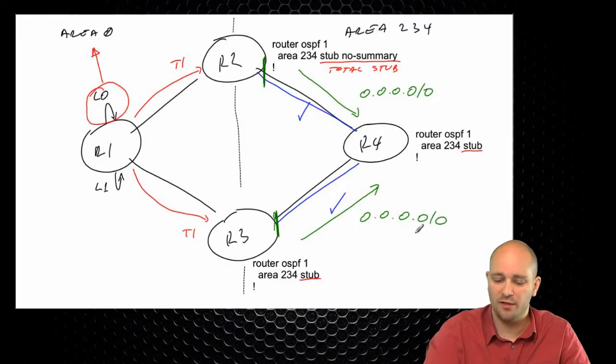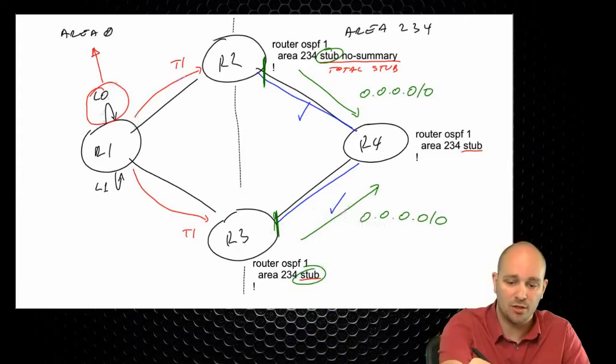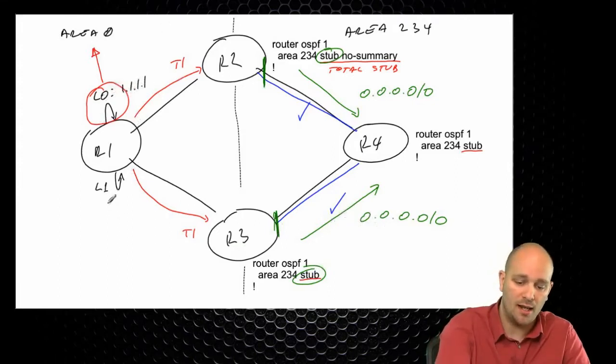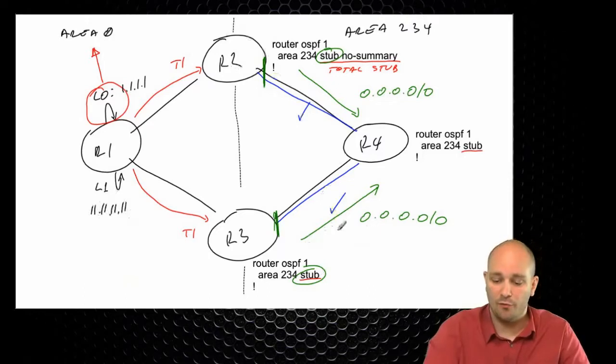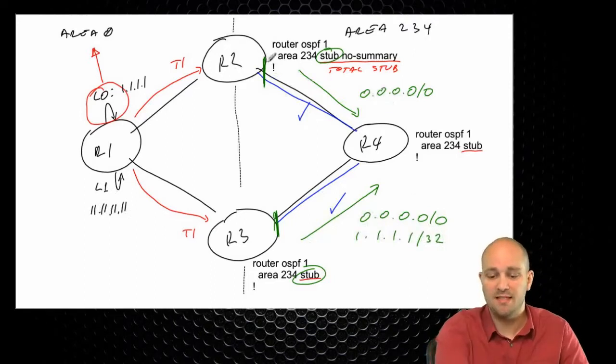Why are they generating the default route? Because this is what stub does. Now, R3 here is actually going to be injecting the path to loopback 0. So let's say that the address here was 1.1.1.1, and that the address here was 11.11.11.11. So what I'm going to be getting from this router here is also 1.1.1.1/32, but this will not be injected from this side here.